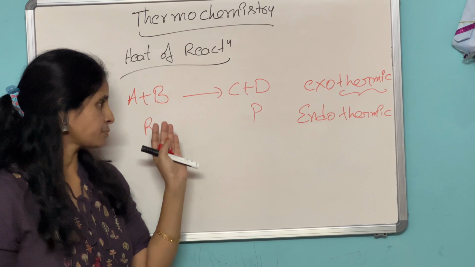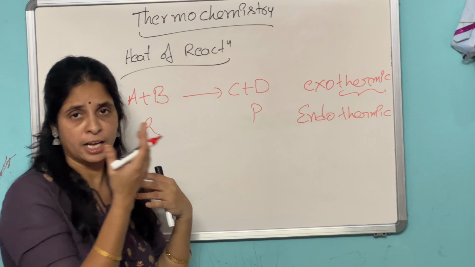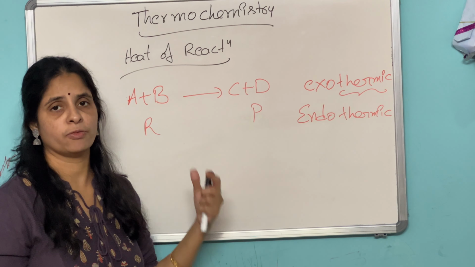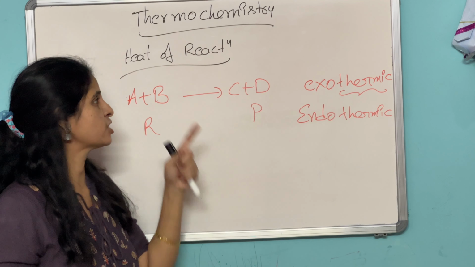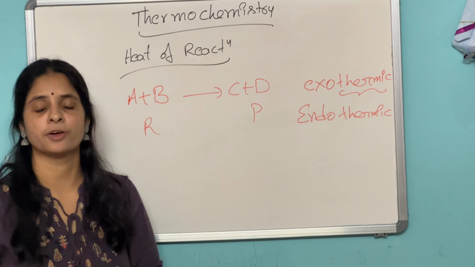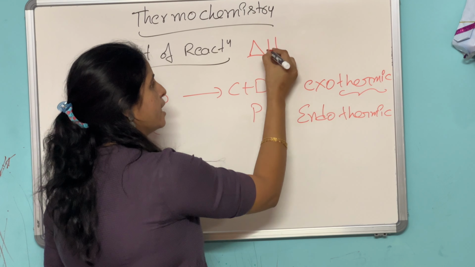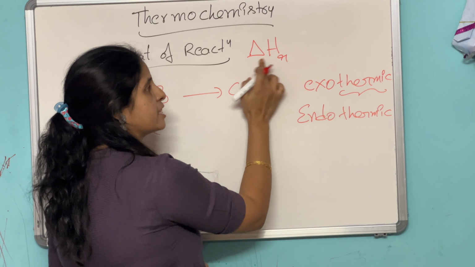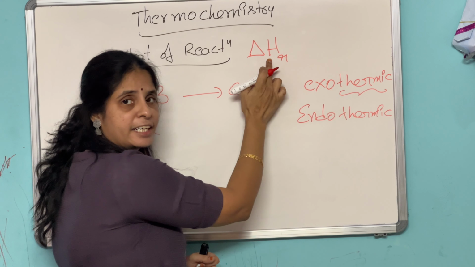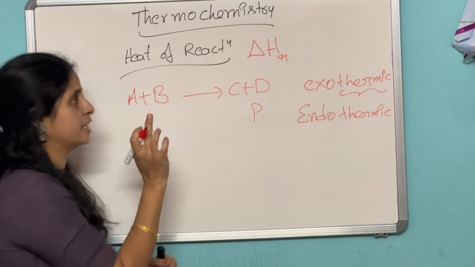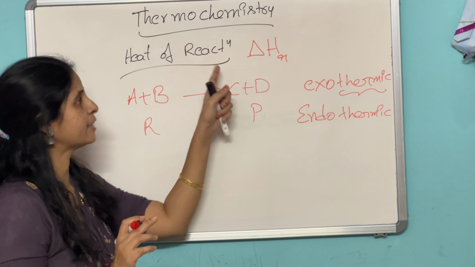So whether the heat change is an evolution or absorption, whatever the heat change is during any chemical reaction, that is called the heat of reaction. It is represented by delta HR, the change in the heat content. Delta means change. Change in the heat content of any particular reaction: delta HR. Okay, this is heat of reaction.